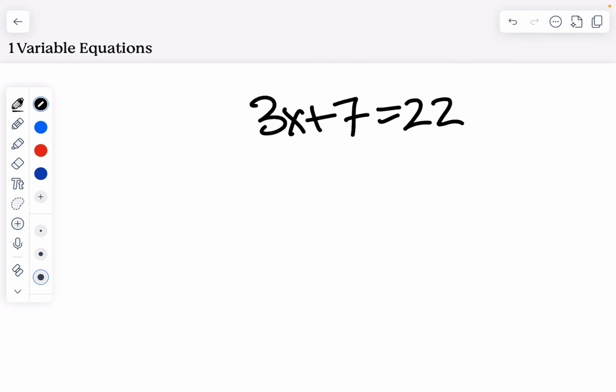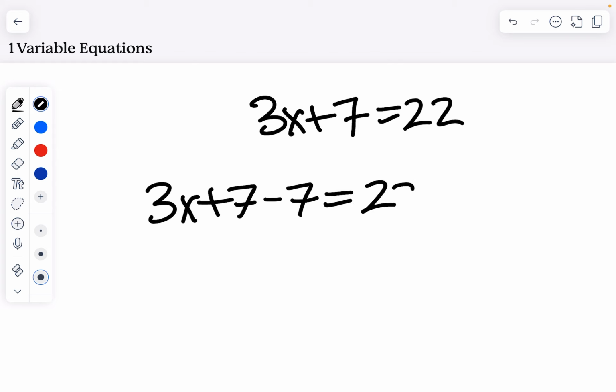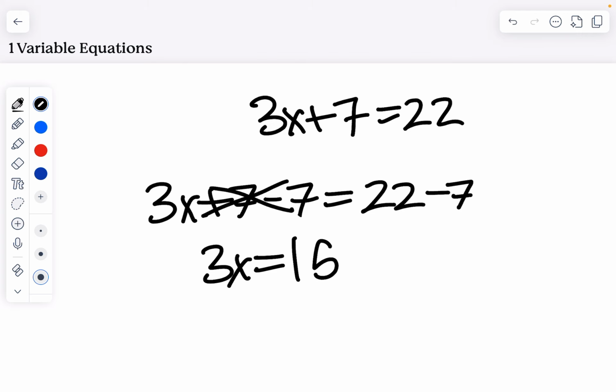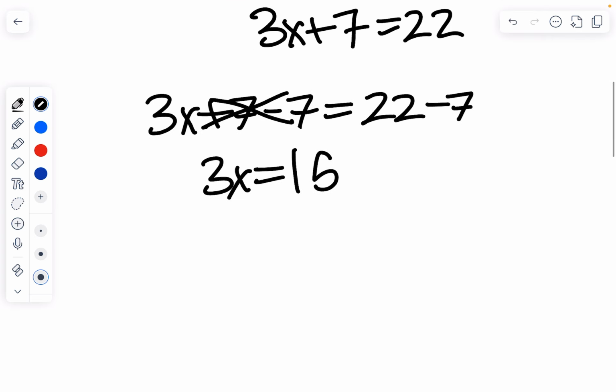So the first step to this is to subtract 7 on both sides. So you end up with 3x plus 7 minus 7 equals 22 minus 7. Since we have a positive 7 subtracted by 7, that cancels out to make 3x. And then the 22 minus 7 is equal to 15. Next, to isolate x, we'd have to divide both sides by 3.